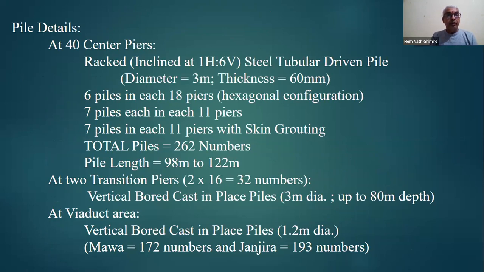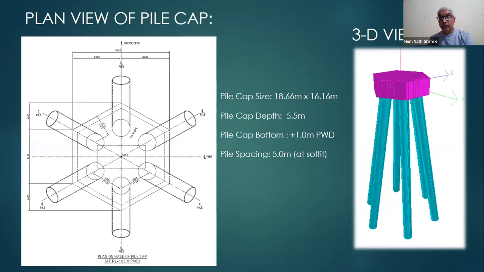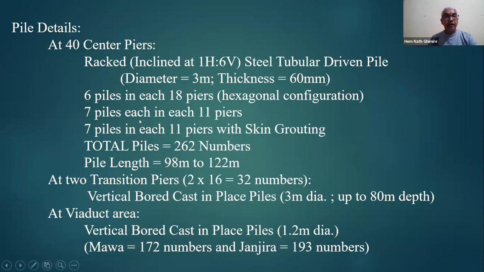Pile details: we have 40 center piers. All the piles are raked piles, one horizontal to six vertical. Steel tubular driven piles with diameter 3 meter and thickness 60 mm. There are six piles each in 18 piers, in hexagonal configuration. This is the configuration of the pile. We can see it in the 3D view. Six piles in 18 piers and seven piles in another 11 piers.